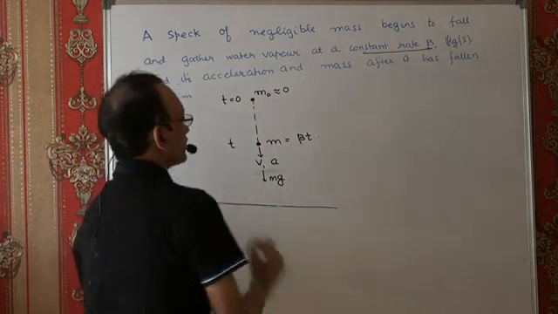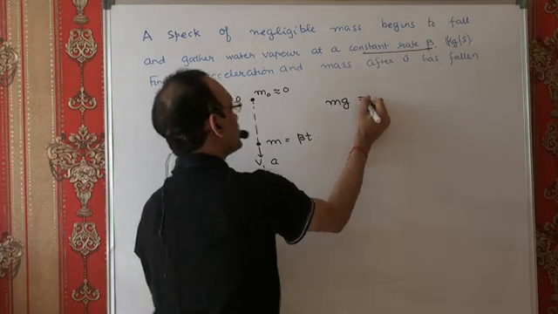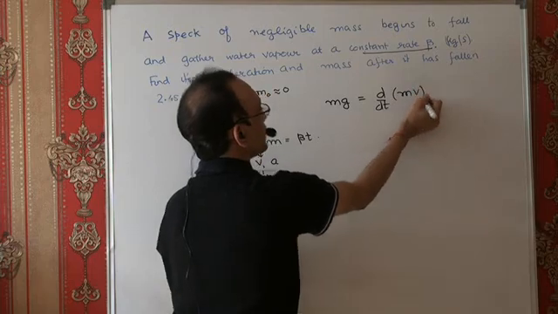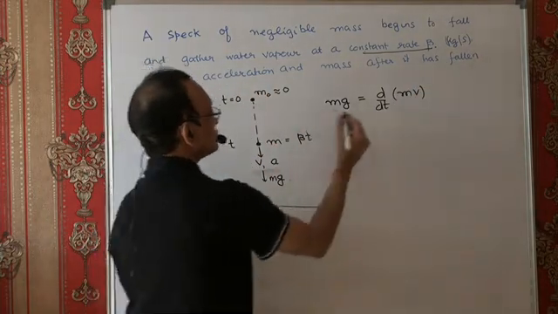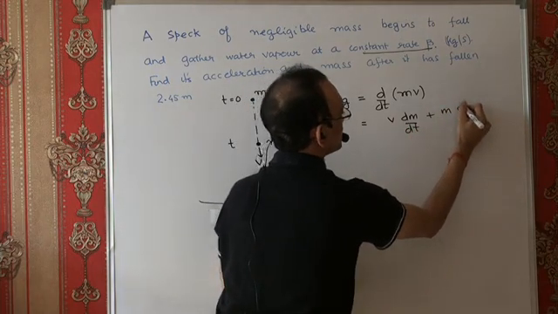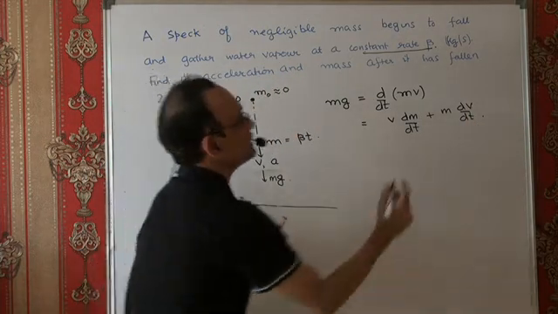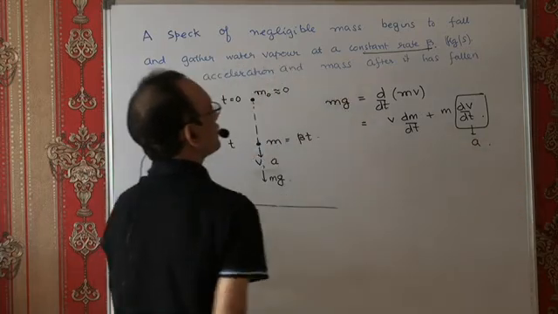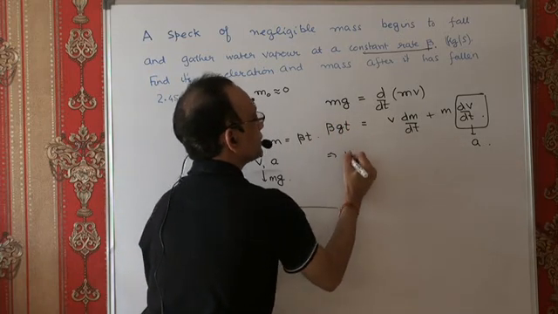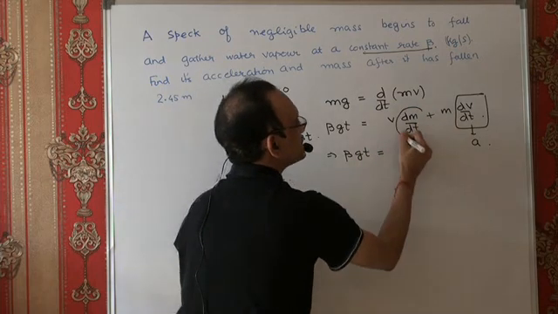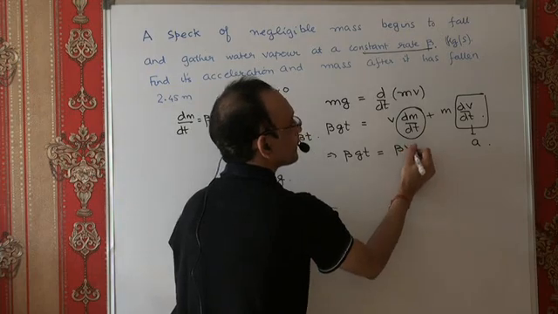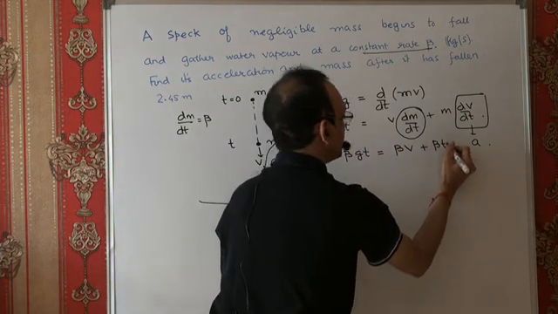Now, what would this mg do to the mass m? It will change its linear momentum. So this mg must be the rate of change of linear momentum of the mass with time at this instant of time. This I could have written as v dm/dt plus m dv/dt. dv/dt is the acceleration. This is mg, and m is beta times t, so beta g t equals v dm/dt, where dm/dt is the rate at which mass is accumulated, which is beta. So beta v plus m, which is beta t, into a.